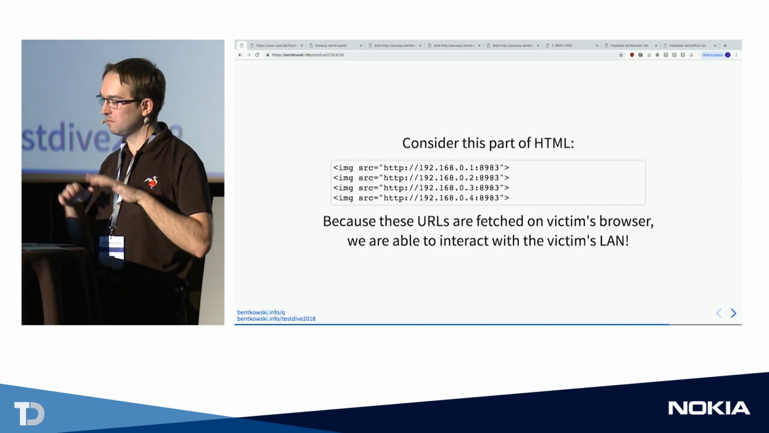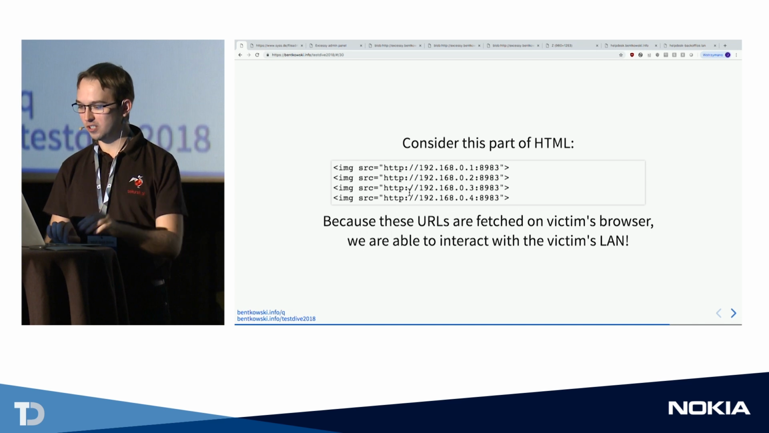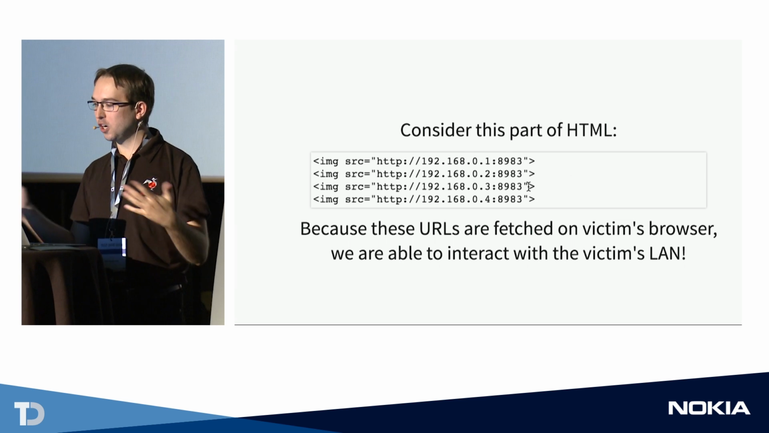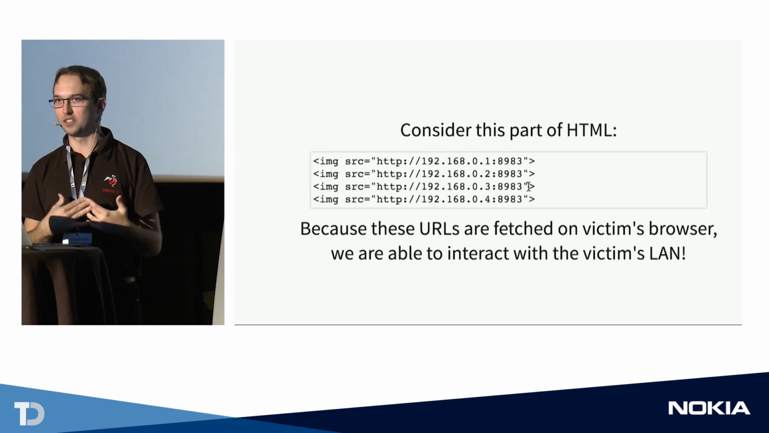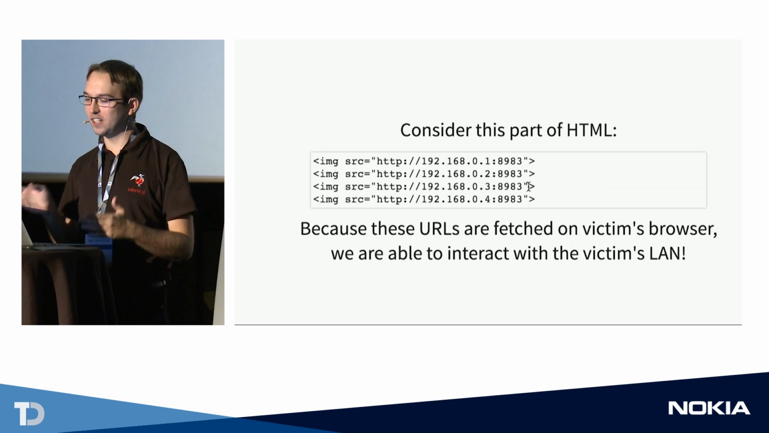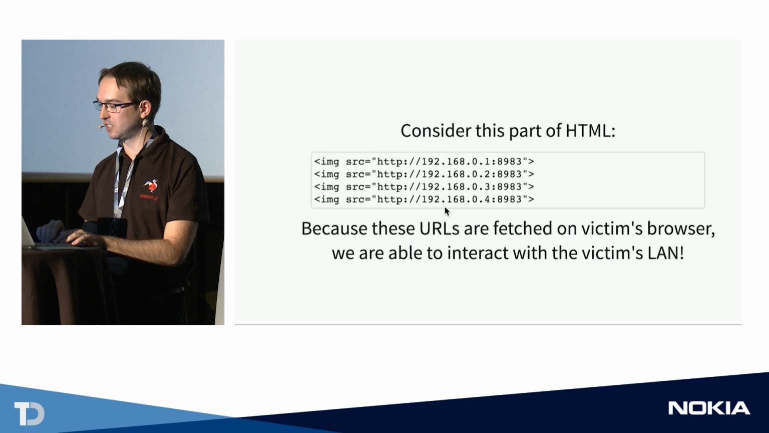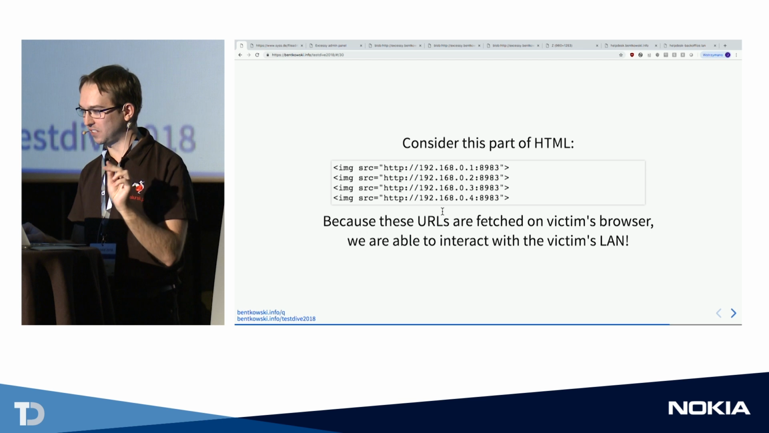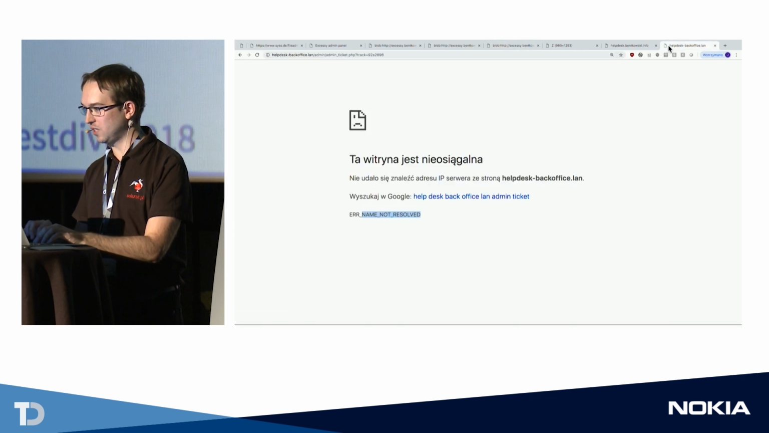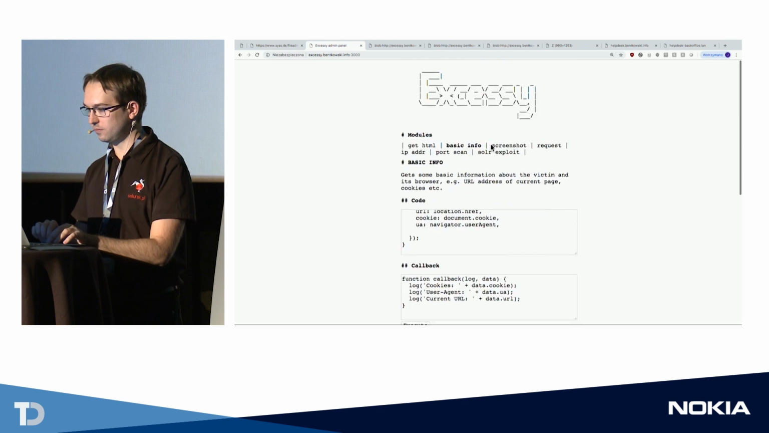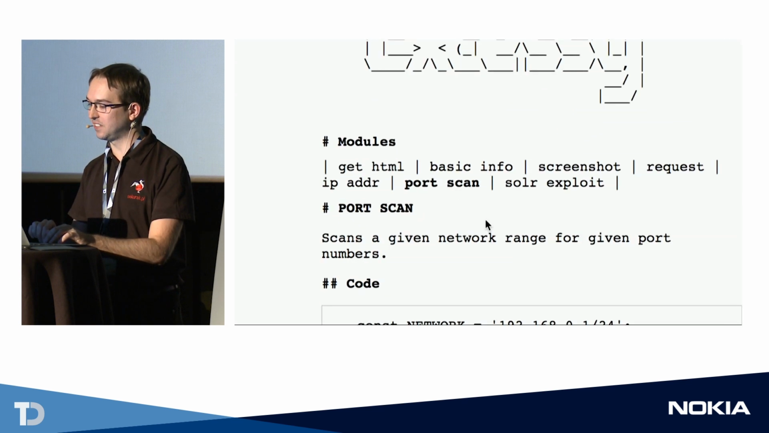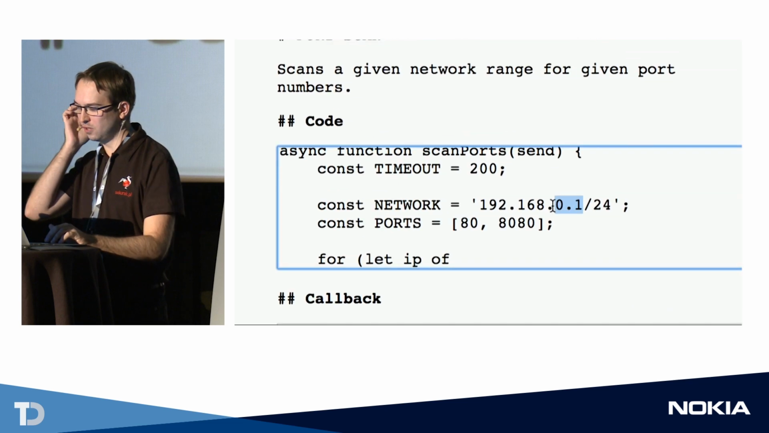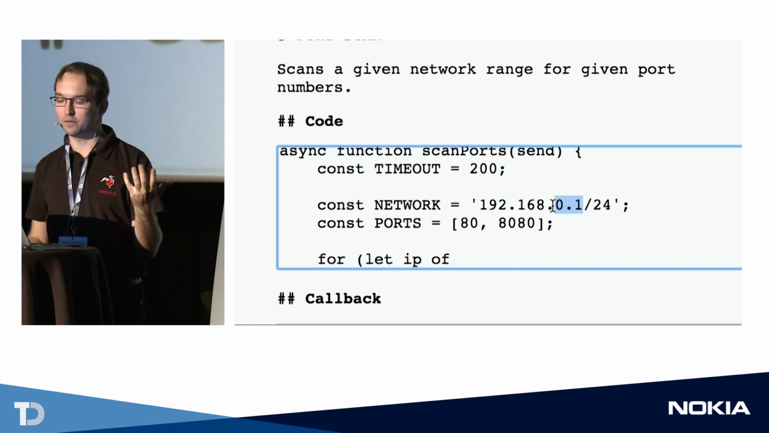Okay? So consider this part of HTML. We have images that point to other servers in our local network. But because these requests are made by the browser on our own computer, we can actually access all those IP addresses. So thanks to that, we might try to do port scanning with JavaScript. And I will show you that this will actually work. I have a module called port scan in XSS. However, the problem here is I don't know what IP range the network of the victim is using.